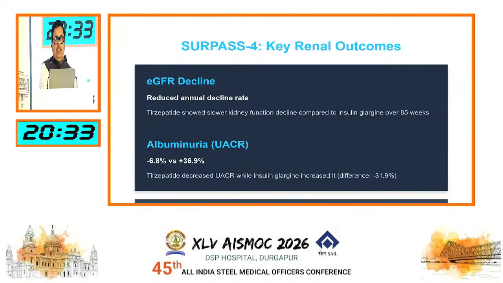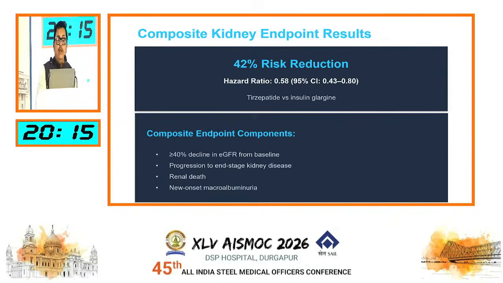This trial, SURPASS 4, the latest of the SURPASS group of trials, again showed that the molecule tirzepatide showed slower kidney function decline compared to insulin glargine over 85 weeks. There was significant albuminuria reduction, 6.8% versus almost 37%, and a 42% risk reduction of the composite kidney outcome, although not comparable, even more than SGLT2 inhibitors.